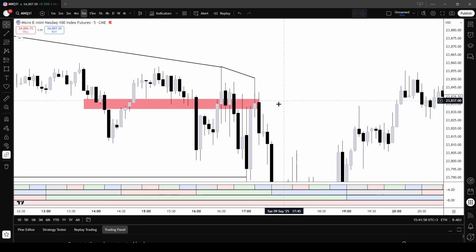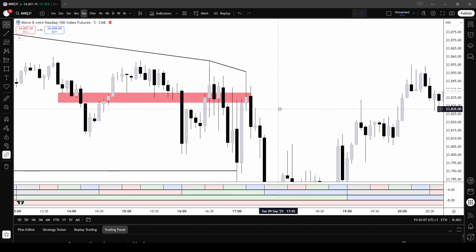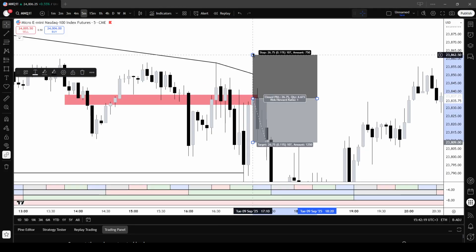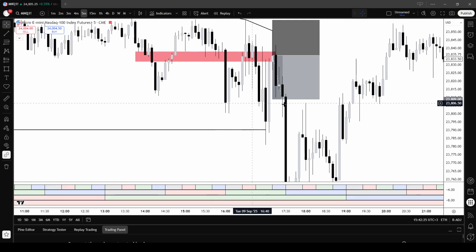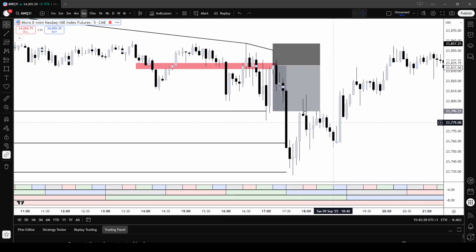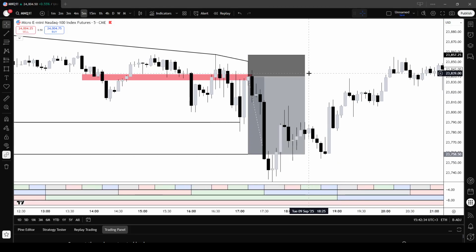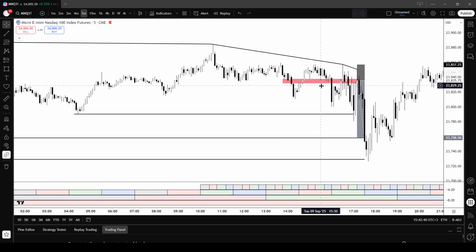Okay, so where was my entry? I waited for this 5-minute SMT to form and I shorted off of this gap. I chose 50%. I always target gaps at 50%, so it's here. I put my stop loss at the highest wick and I target the lows. As you can see, you could target here, here, or here, but I targeted this one because it looked way better for me. So that was my Tuesday trade.